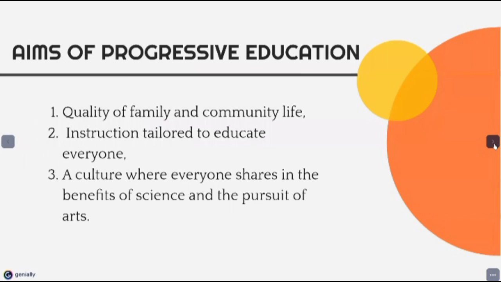Aims of progressive education: first, quality of family and community life; second, instruction tailored to educate everyone; and lastly, a culture where everyone shares in the benefits of science and the pursuits of arts.